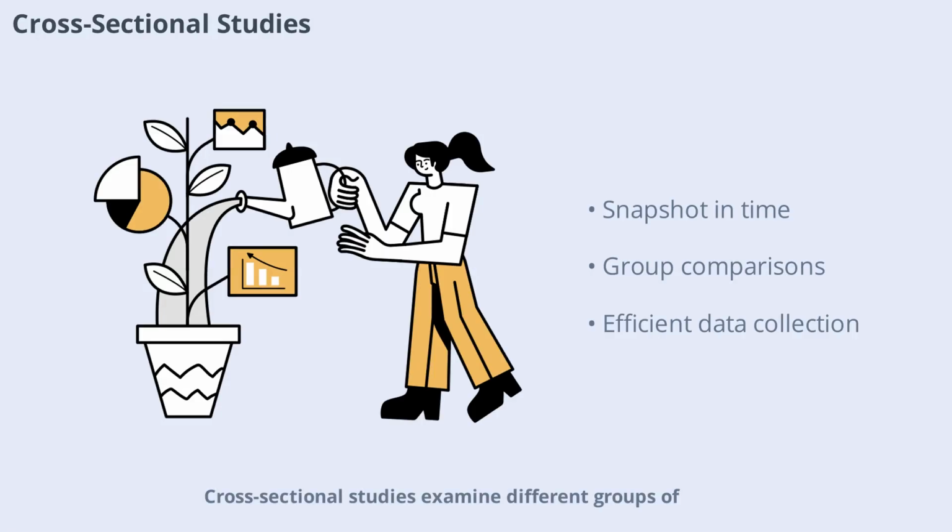Cross-sectional studies examine different groups of people at a single point in time. This method is efficient for comparing behaviors or characteristics across age groups, cultures, or other variables. For example, researchers might compare stress levels among teenagers, adults, and seniors. While cross-sectional studies are quicker and less expensive than longitudinal studies, they can't track changes over time within individuals.